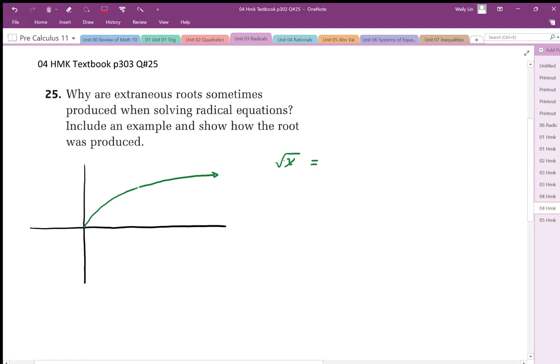For example, if square root x equals negative 4, then the left side of my equation I've graphed as a square root function. The right side I can graph as a straight line, y equals negative 4. And we can see that they do not intersect, so they have no solution.